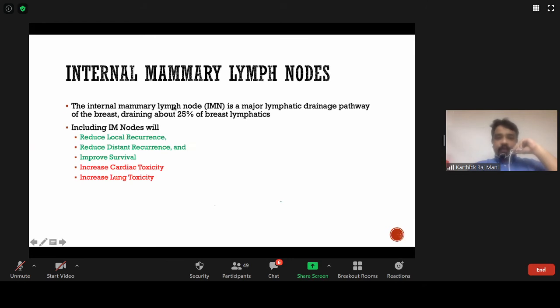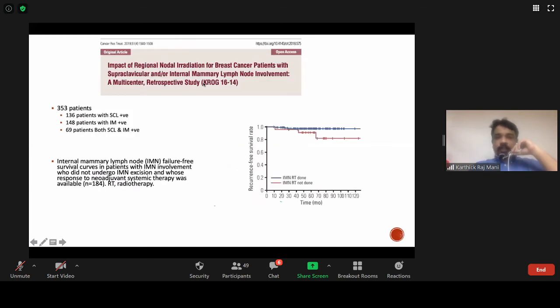Regarding the internal mammary chain, most of the time we believe it is not a big component in regional nodal irradiation. But the internal mammary chain is a major lymphatic drainage pathway for the breast, about 25% of the breast lymphatic system. Including IM nodes will help to reduce local recurrence and distant recurrence, and there is some evidence that it slightly improves survival. But obviously we need to consider that when you give radiotherapy, we are going to increase the cardiac toxicity as well as the lung toxicity. This is what I picked up for the IM node.